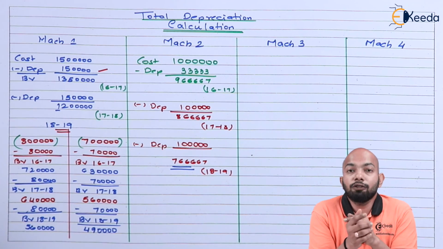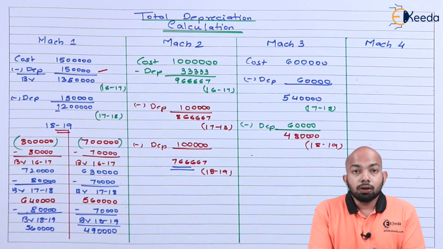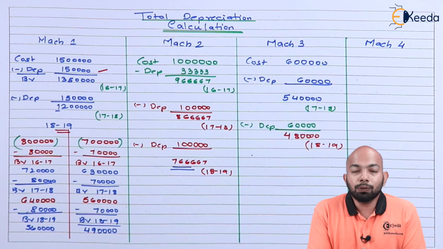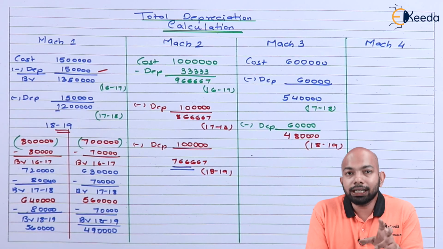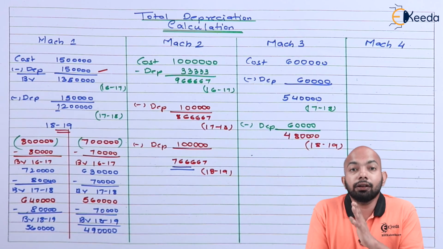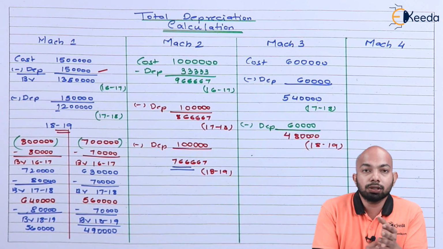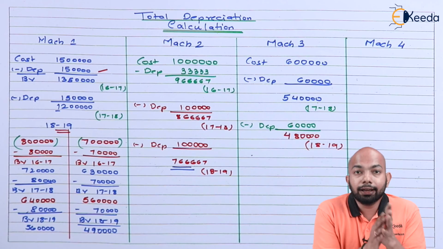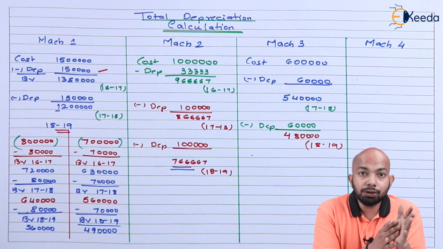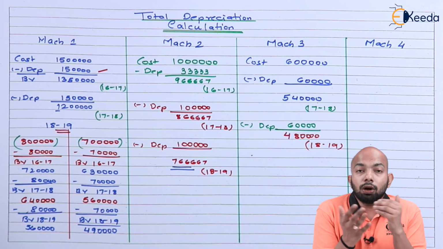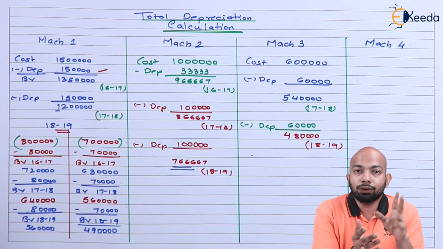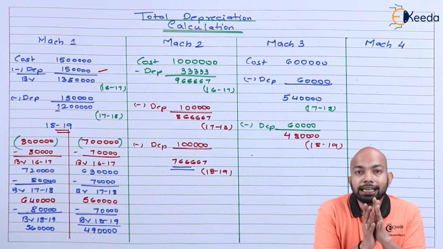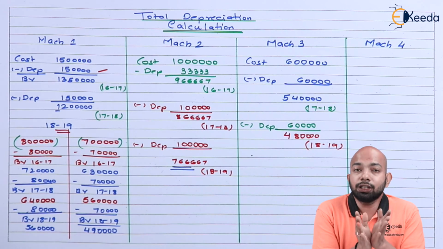Let's do the same calculation for machine 3 and machine 4 as well. So we've done the calculation for machine 3 as well, which is a very simple and basic calculation. Just deduct the depreciation for 17-18 and 18-19 and you will get the total for 18-19 written down value, which is 4,80,000. Cost of this asset is 6 lakh. 10% depreciation for 12 months usage will be 60,000. So 1,20,000 in total for both these years, 17-18, 18-19. Out of 6 lakh, you get a balance of 4,80,000. Straight, simple, easy to understand.